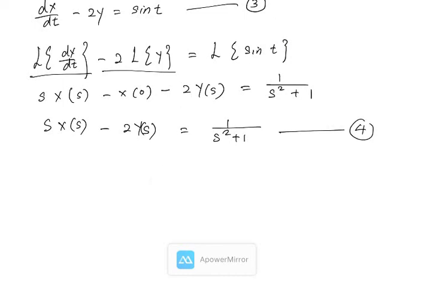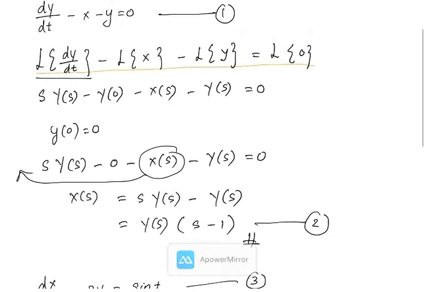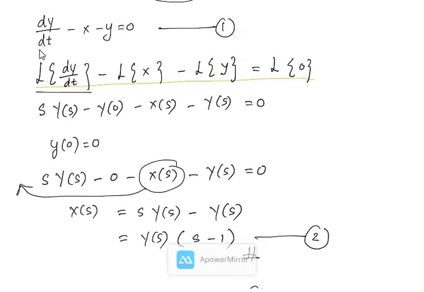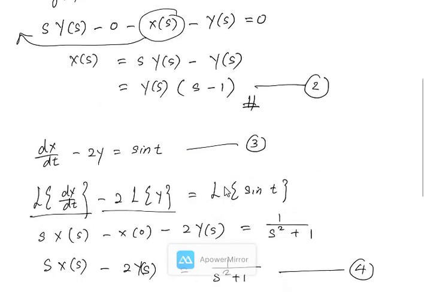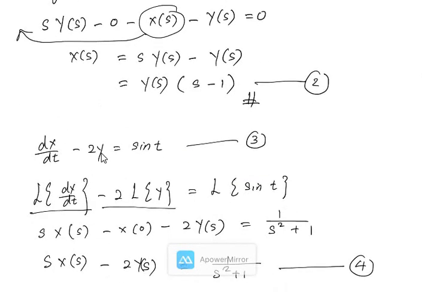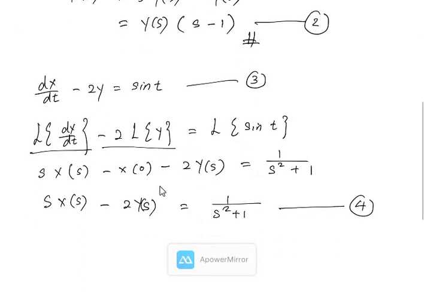Okay, now we have 4 equations. The first one is dy over dt minus x minus y equal to 0. And the second one is xs equal to ys multiplied with s minus 1. And equation number 3 is dy over dt minus 2y equal to sine t. And equation number 4 is xs minus 2ys equal to 1 over s squared plus 1.